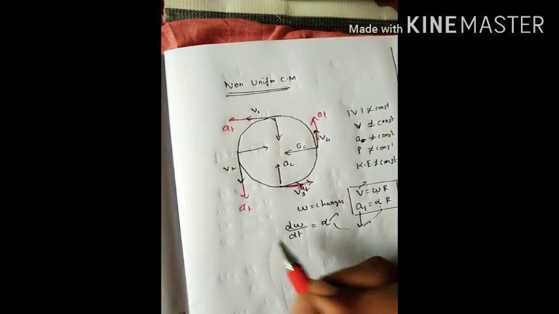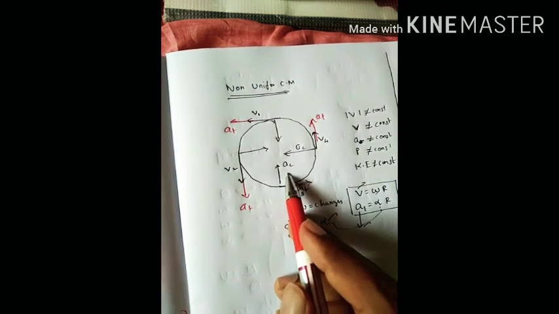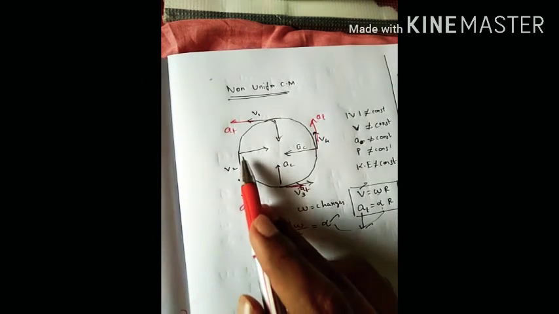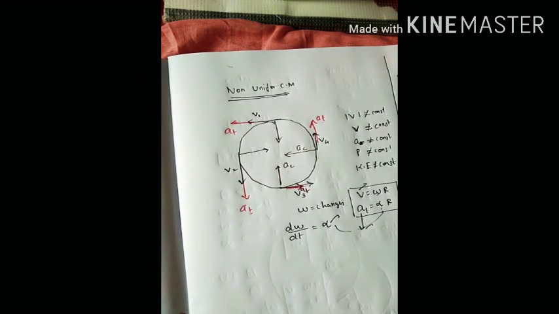Don't confuse the terms tangential acceleration and centrifugal acceleration. Tangential acceleration acts along the direction of velocity. But centrifugal acceleration is an acceleration which acts towards the center. Okay, that's it. Now we have a better view on this.